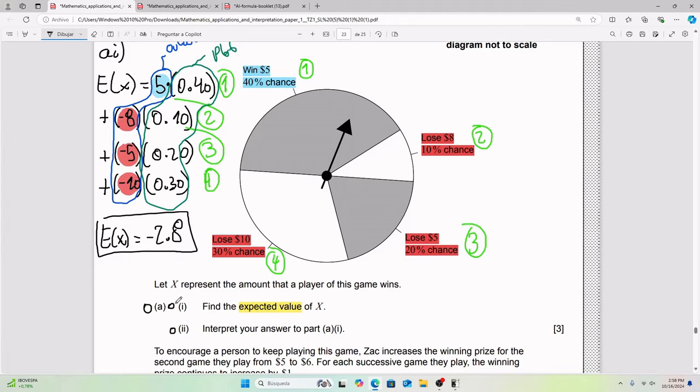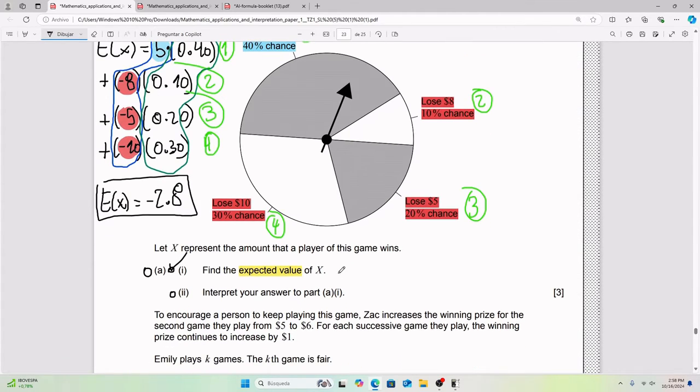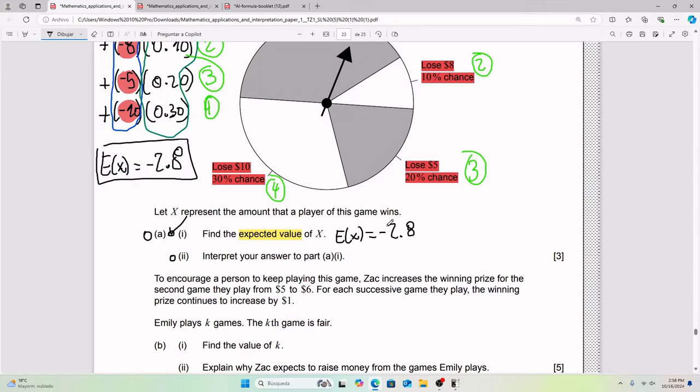Okay, so for part A, we just found that the expected value of x has to be -2.8. Okay, now what does this mean? And this is part of interpreting our answer from part A. This means a couple things, but the general idea is that if you were to play this a lot of times, on average, you're going to be losing 2.8.